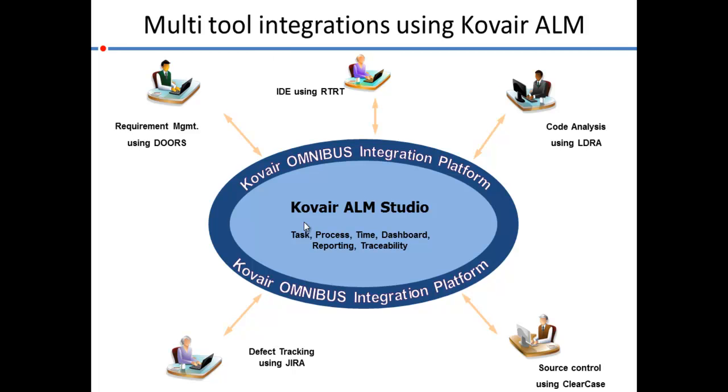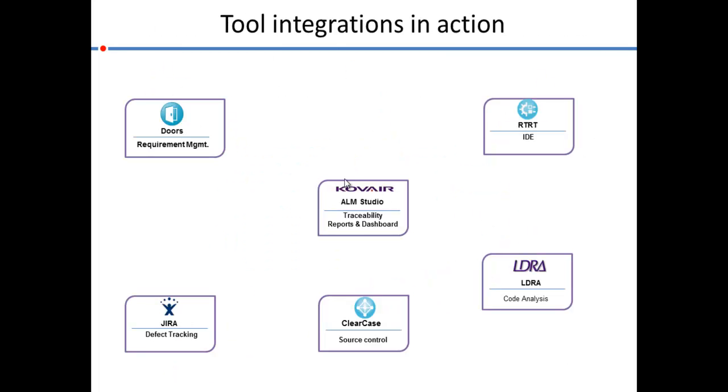Now before I start the demo, let me take a few minutes of yours in briefing you the use case scenario of today's presentation. So first, we'll submit a requirement in Doors. The requirement would be visible to the developers from RTRT. At the same time, this requirement would also flow to Kovair as a requirement.